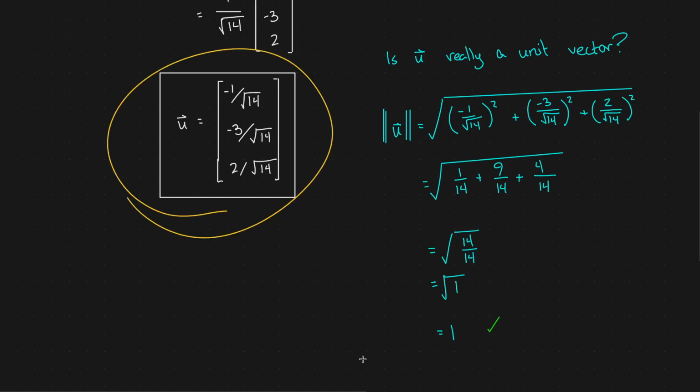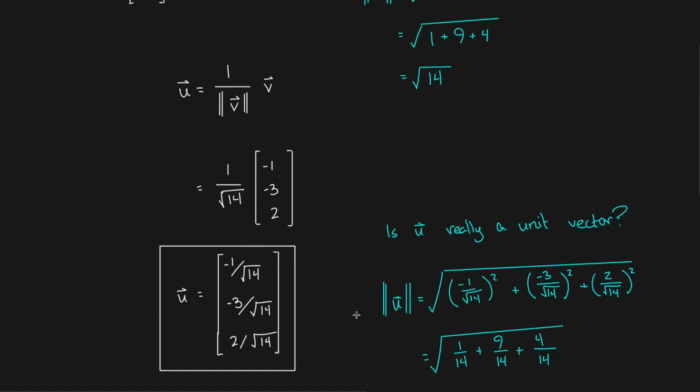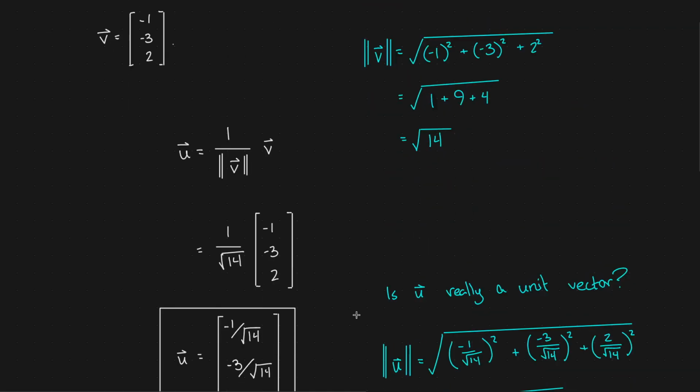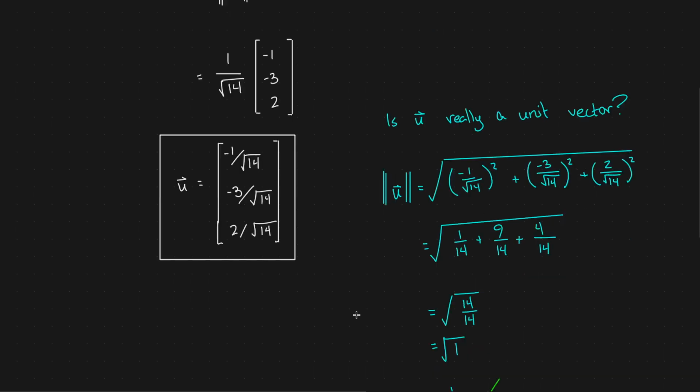This is actually what we want. It is pointing the same direction as the original vector v, but now it has unit length. It is normalized. It has length 1. And so it allows us to focus on just the direction of vector v without worrying about the magnitude of vector v.